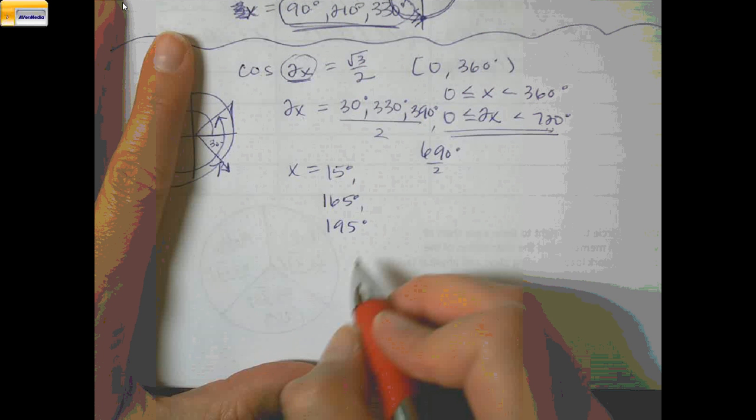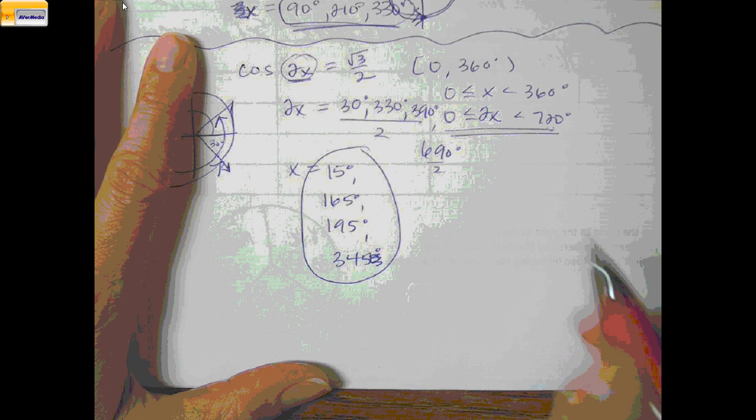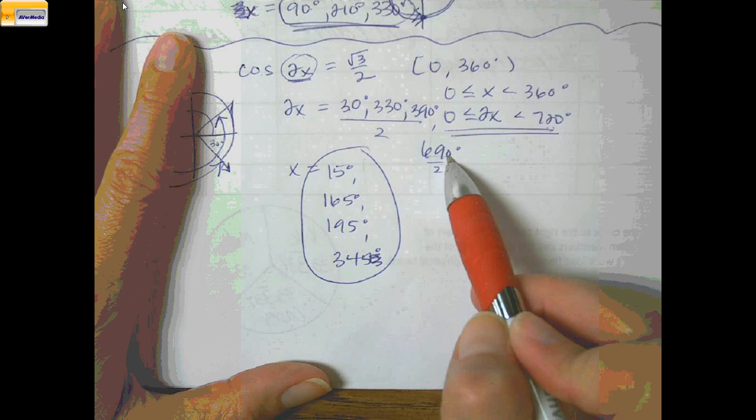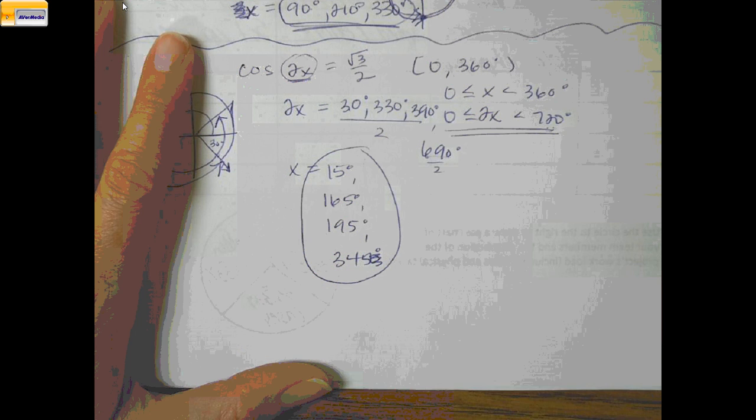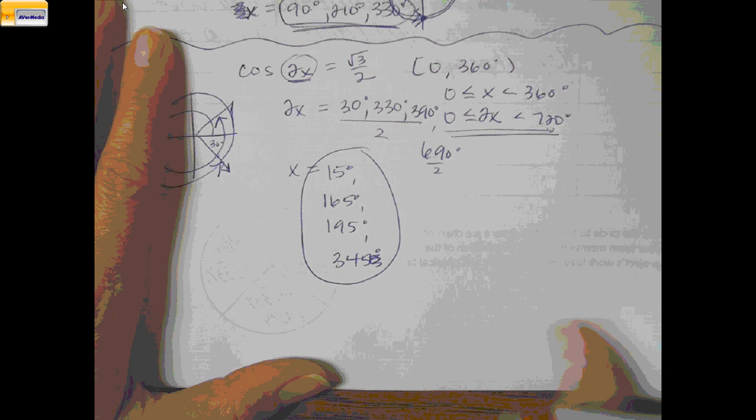Let's say 195 degrees and 345. Whoops, that's not a 0, that's a degrees. Those are our answers. These answers are half of these original ones we started with. That's how you're going to approach all of these. So those are double angles. Half angles work the exact same way.